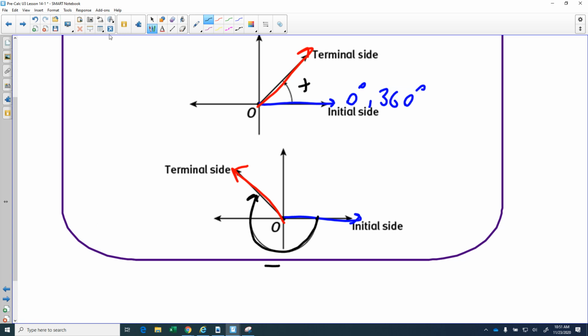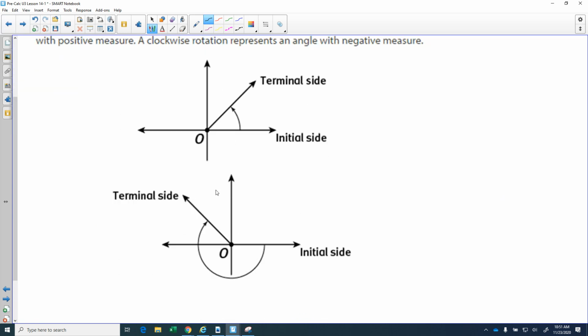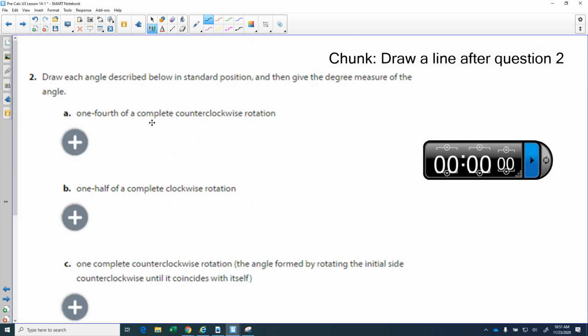So, let's discuss some more things about this. We talked about the terminal side, we talked about the initial side and how that's important. So let's try to really look into this and see how it would actually work. Draw an angle described in standard position and then give it the actual degree measures. So let's say we have 1/4 of a complete counterclockwise rotation. So we go draw our angle.